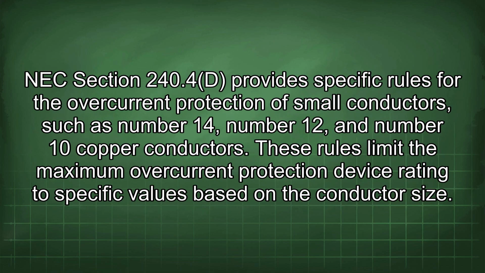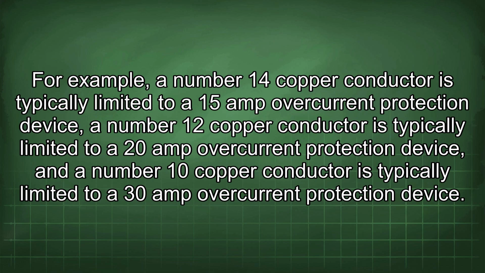NEC Section 240.4(D) provides specific rules for the overcurrent protection of small conductors such as number 14, number 12, and number 10 copper conductors. These rules limit the maximum overcurrent protection device rating to specific values based on the conductor size. For example, a number 14 copper conductor is typically limited to a 15 amp overcurrent protection device.